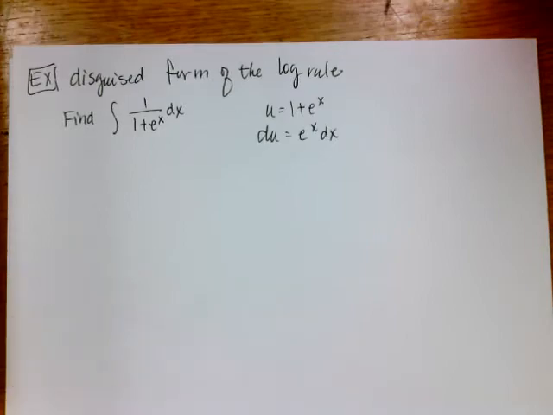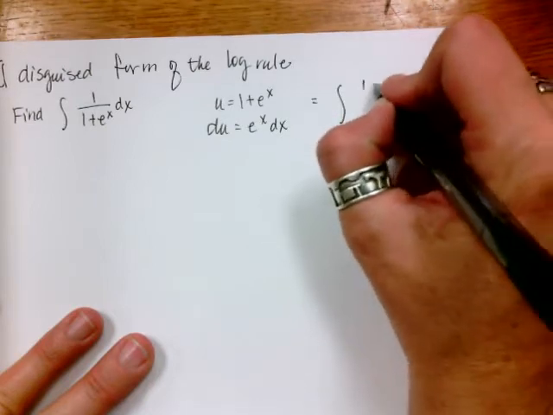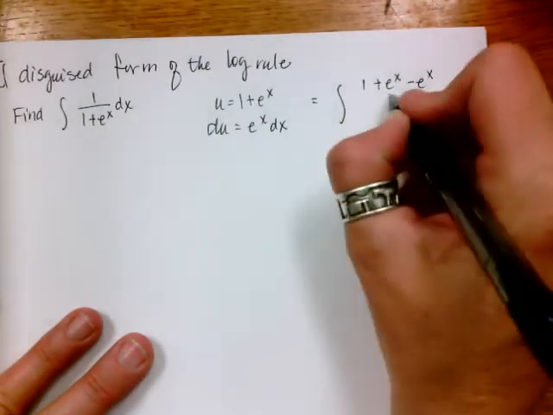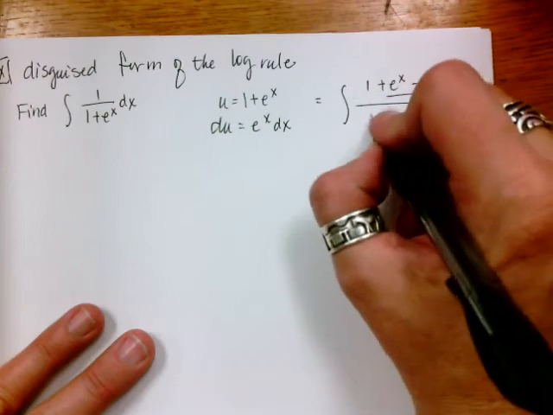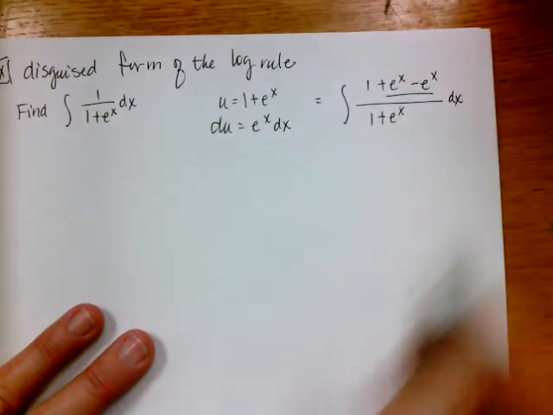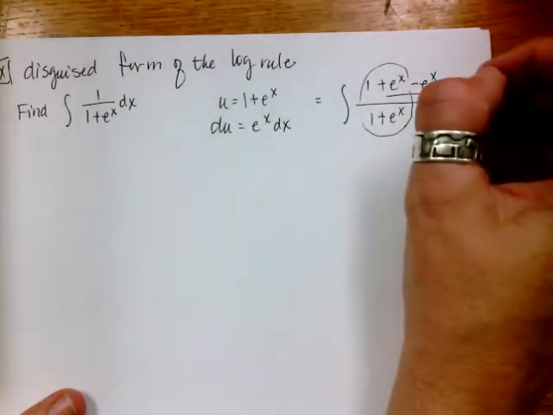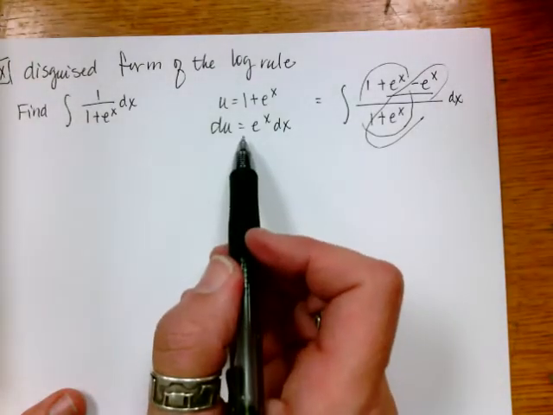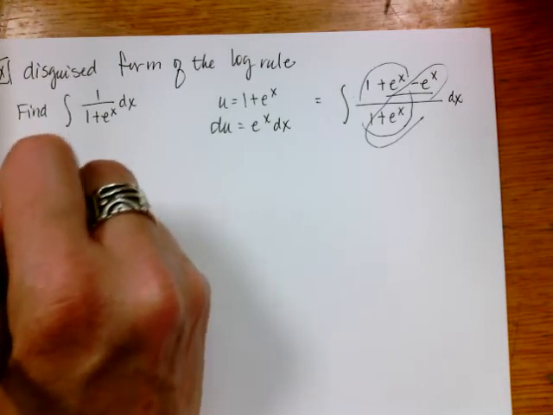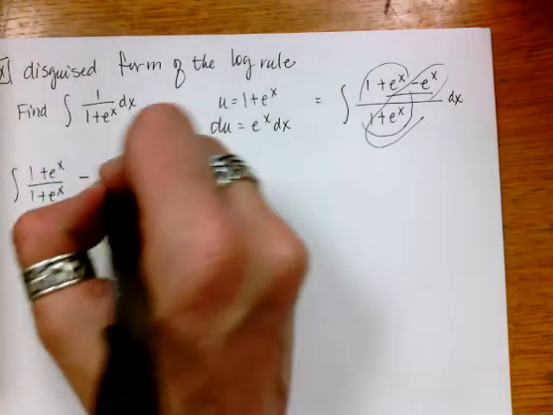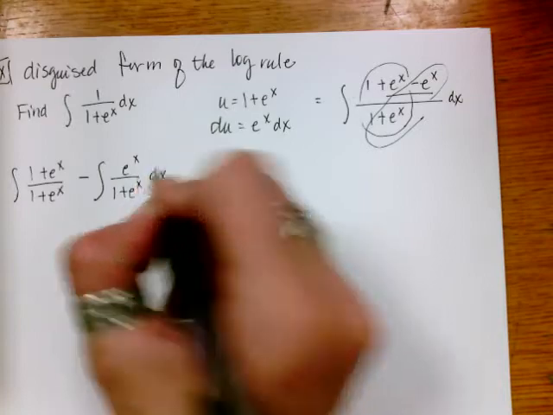I don't have an e to the x in the top, but I could introduce it. So what if I rewrote my integral as 1 plus e to the x minus e to the x, net effect is 0, so I haven't changed my integral, divided by 1 plus e to the x dx. Notice that these two are kind of the same, and then these two are going to fit this. So I'm going to rewrite my integral as the integral of 1 plus e to the x over 1 plus e to the x minus the integral of e to the x over 1 plus e to the x dx.